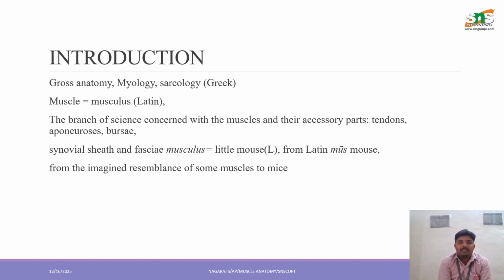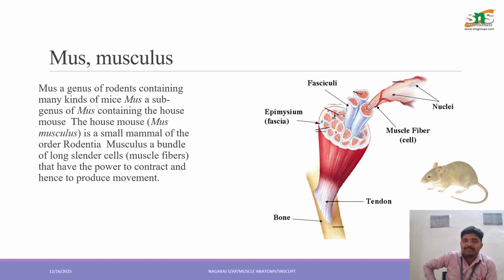Next, myology is the branch of anatomy concerned with the muscle and the accessory parts, mainly tendon, aponeurosis and bursa, the synovial sheath and the fascia. Musculus means little mouse, from the Latin word mus, because some muscles resemble mice. Mus is a genus of rodent containing many kinds of mice, including the house mouse.